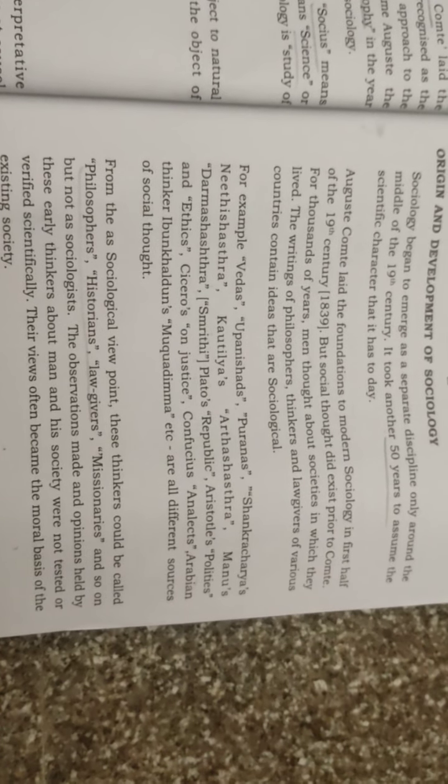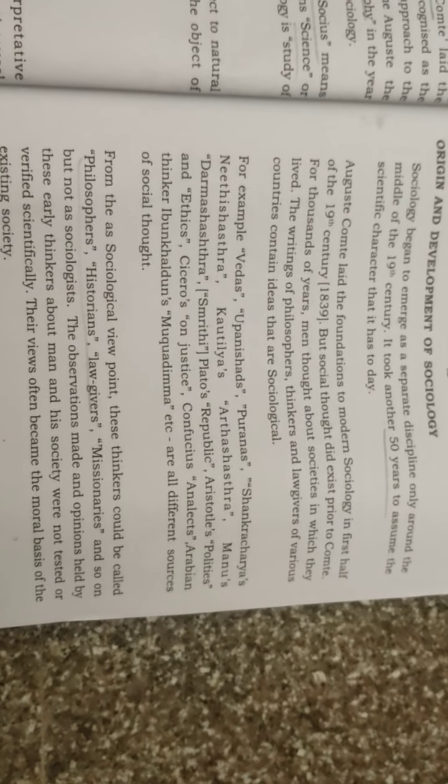Auguste Comte laid the foundation of modern sociology in the first half of the 19th century, that is 1839, through his positive philosophy lectures. But social thought did exist prior to Comte. So even before Comte, society was considered important, because society is where we are living. For 1,000 years, men thought about the society in which they lived. The writings of philosophers, thinkers, and lawgivers of various countries contain ideas that are sociological. So there were a lot of writers, philosophers, and thinkers who talked about society in different countries.